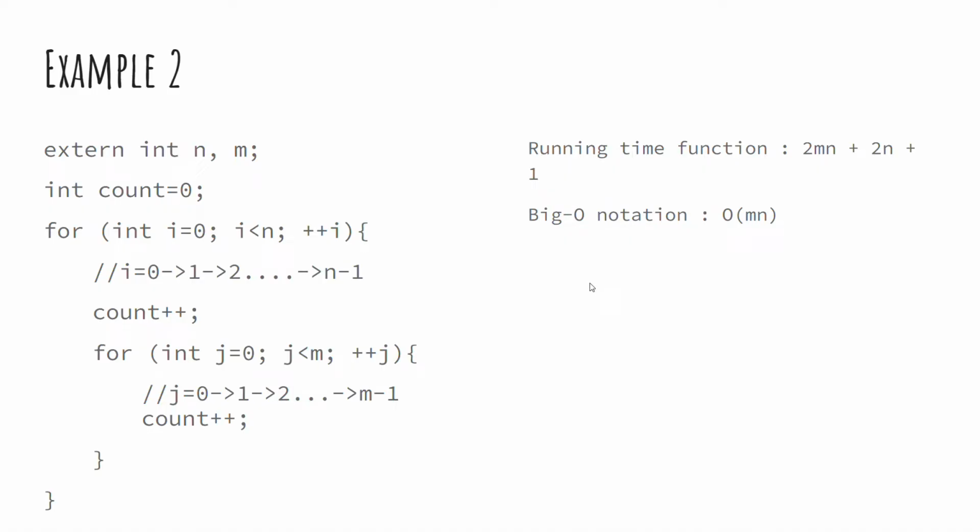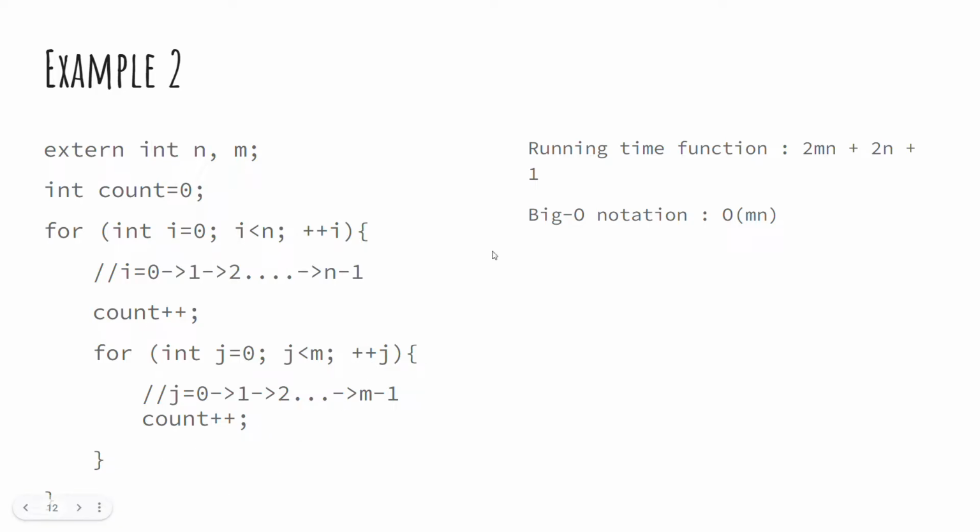Okay, so for example 2, we have a similar problem, but in this case we have two for loops, so these are nested for loops. As you can see, we first initialize count to 0, and then we have an iteration variable i which goes from 0, 1, 2 all the way up to n minus 1, and then we increment the variable count, and then we have the second for loop where the iteration variable j goes from 0 all the way up to m minus 1 and gets incremented by 1 every time.